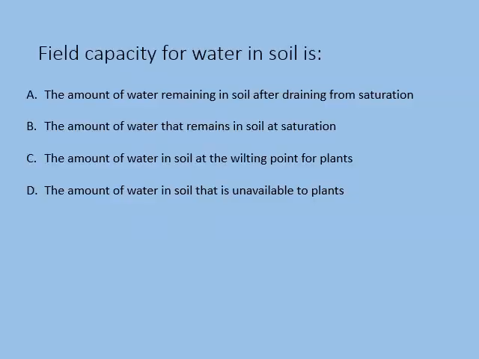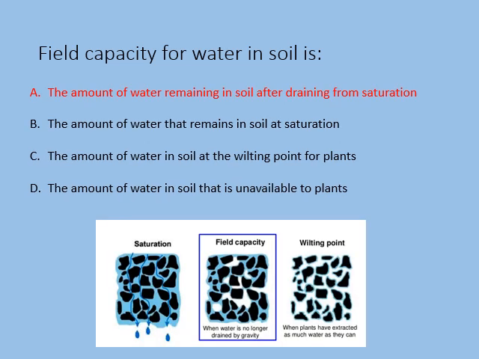All right, so some questions here. Field capacity for water in soil is A, the amount of water remaining in soil after draining from saturation. B, the amount of water that remains in soil at saturation. C, the amount of water in soil at the wilting point. And D, the amount of water in soil that is unavailable to plants. All right, and the correct answer, of course, is A, the amount of water remaining after draining from saturation.